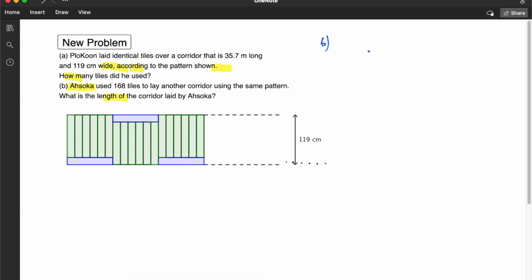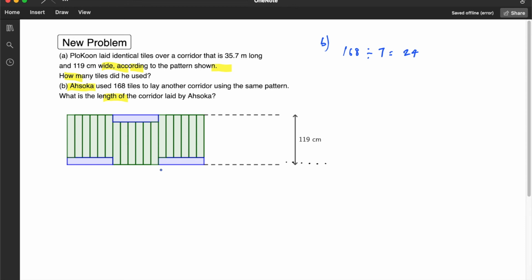For part B, there are actually 2 ways of doing it. The first way is to do the reverse of what we did for part A, and secondly there's another shorter method which I'm going to show later on. So Asoka used 168 tiles. So the first thing we can do is to take 168 and divide that by 7, because each pattern actually consists of 7 tiles. So we're going to get 24 here.